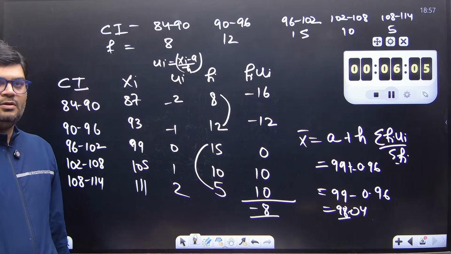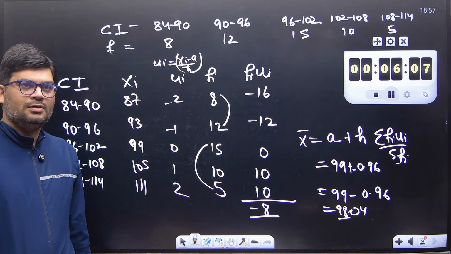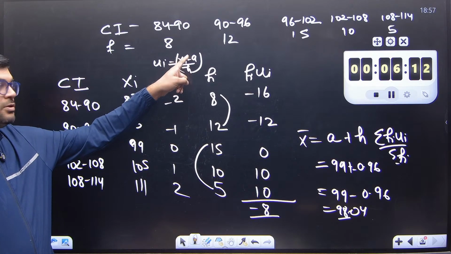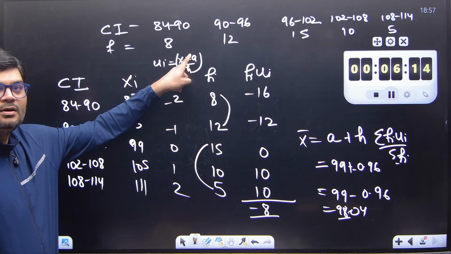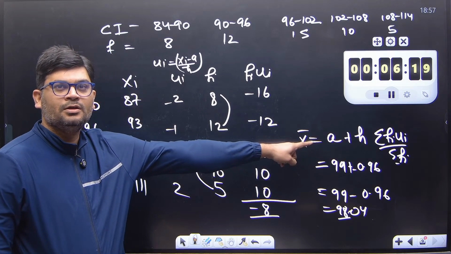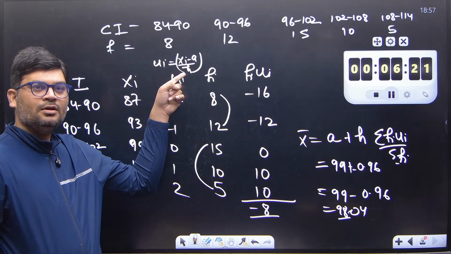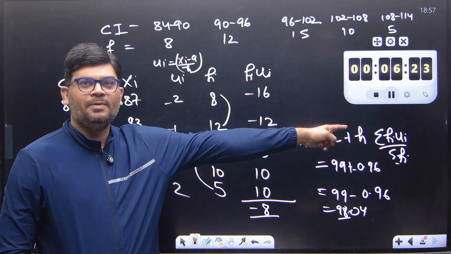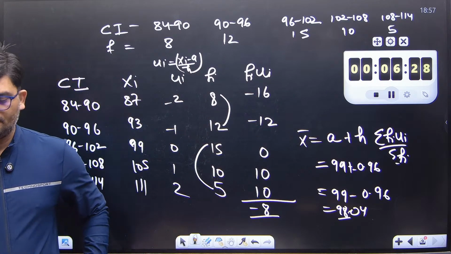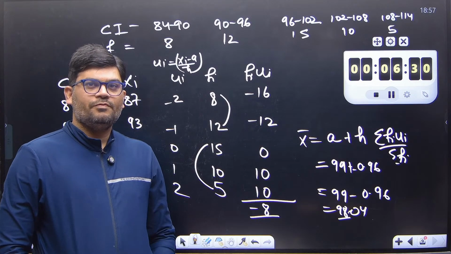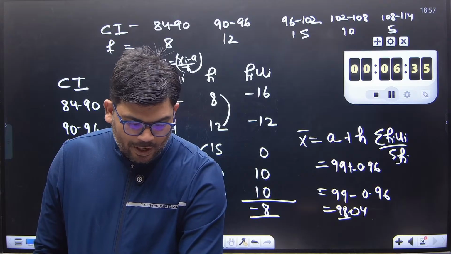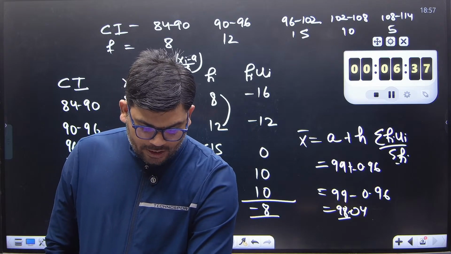H is the class width, class size, which is 6 here. Since the class intervals are different, so now see this, since you subtracted, I'll add to compensate. Since you divided, you multiplied to compensate. So with this, I am going to end this class. I was teaching you example number 1 on page 520.